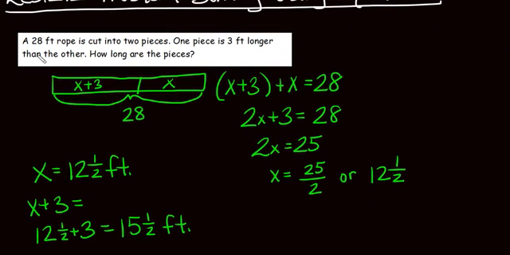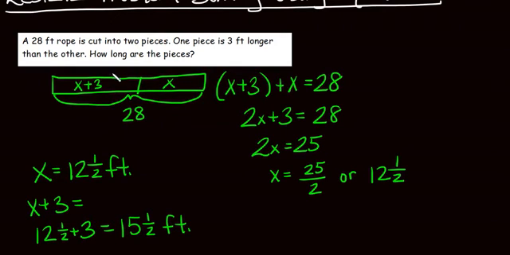All right, your first problem says a 28-foot rope is cut into two pieces. One piece is 3 feet longer than the other. How long are the pieces? Sometimes it helps me to draw out a picture of it. So I just drew out what would be this rope, cut into two pieces. I know one piece is longer than the other. I know the whole thing is 28.